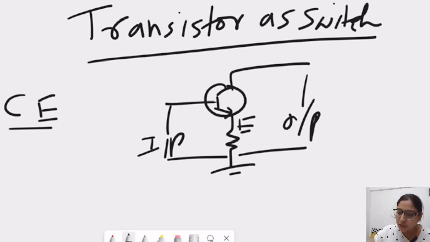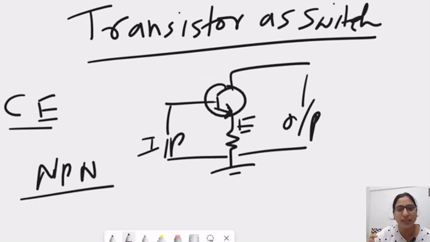Okay. Now we use an NPN transistor. Why do we use an NPN transistor? Because the mobility of the charge carrier, which is the electron in an NPN transistor, is higher than that of holes. So we use an NPN transistor for the switching operation. Now we will discuss the circuit and operation of the transistor as a switch.